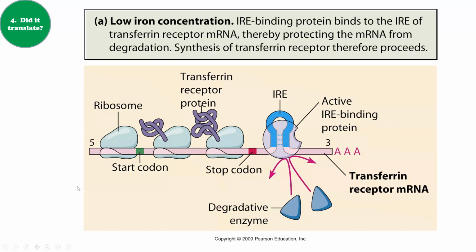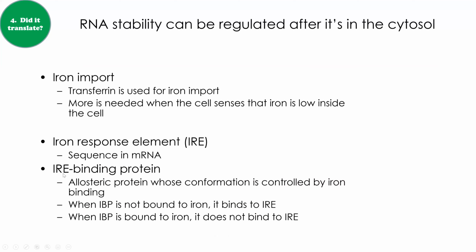The other thing we have to know about is the iron response element binding protein. So hopefully you're just relaxing and letting the English of that tell you what this is. This is a protein that will bind to the iron response element. So the iron response element is part of the RNA. This is a protein that will bind to that. Okay, and so kind of the magic behind this is that whether it binds or not is controlled by whether it's already going to be bound to iron.